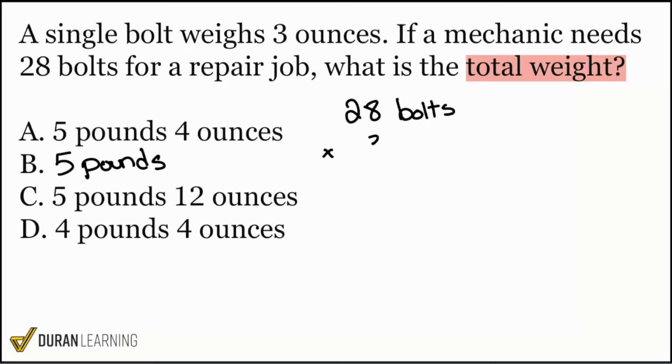I'll multiply that by the 3 ounces for each bolt. And once we do that, here we go. We have 8 multiplied by 3, which is 24. Carry that 2. And then we have 2 times 3 is 6. Carry that 2, and that gives us 8. So we have a total of 84 ounces.